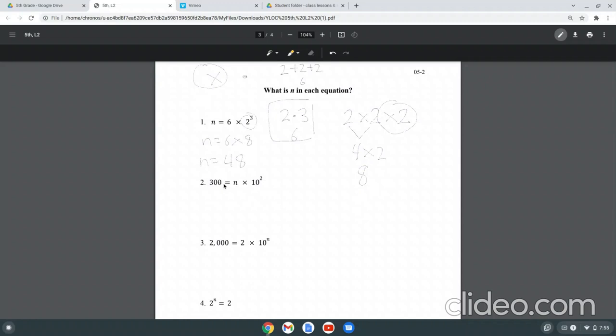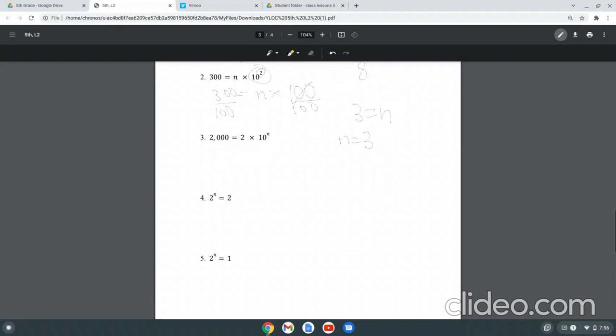So let's try 300 equals n times 10 to the power of 2. Since this is a 2, we know there'll be 2 zeros, but only for tens. So here we have 100. n times 100 equals 300. So we can divide to isolate n. 100 divided by 100 equals n equals 300 divided by 100. 300 divided by 100 is 3. So 3 equals n, or n equals 3.